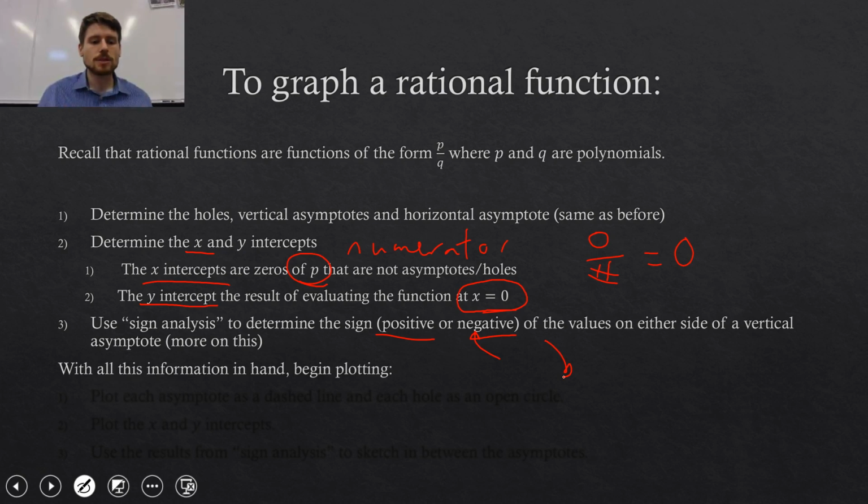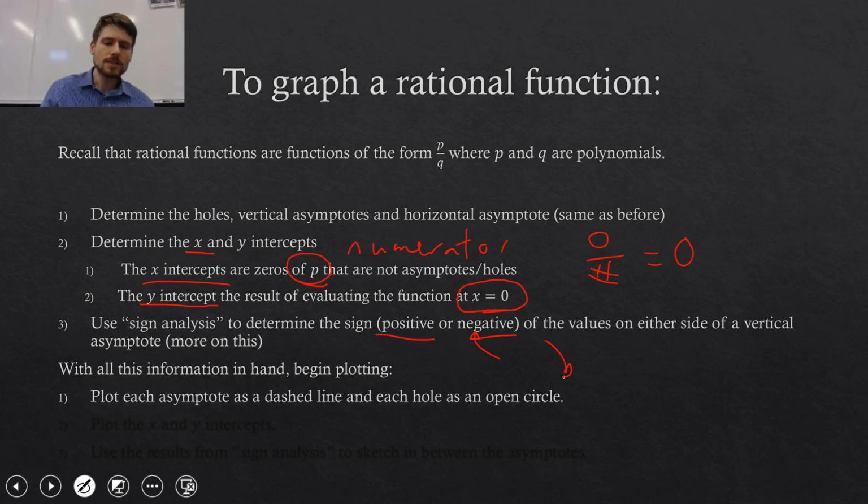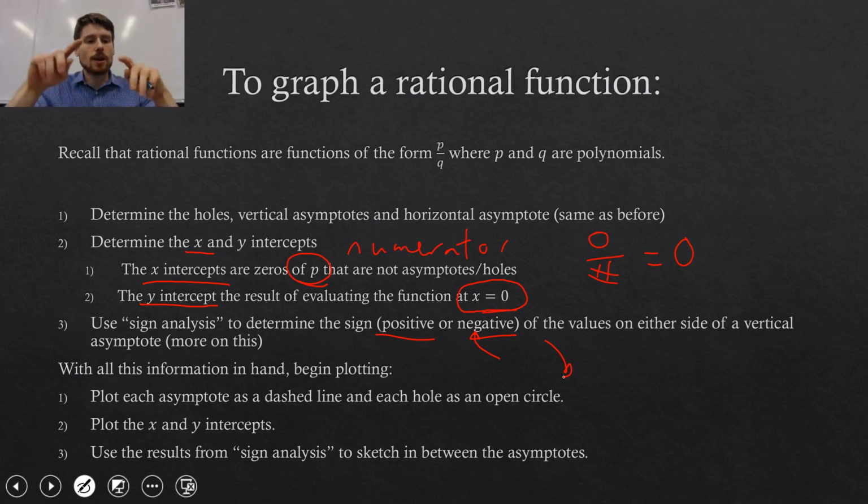With all that information, once you've got the holes, the vertical asymptotes, the horizontal asymptote, the x and y intercepts, and you've determined what's happening close to each of those asymptotes, then you can start plotting. So you can plot each asymptote as a dashed line, and each hole as an open circle. You can plot the x and y intercepts, and then you can use that sign analysis to determine whether you are going up to infinity or down to negative infinity when you're going close to those asymptotes. And that should be sufficient to be able to sketch the graph. Okay. All right, so let's go ahead and get started with an example.